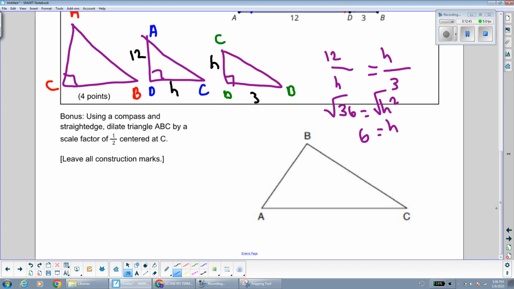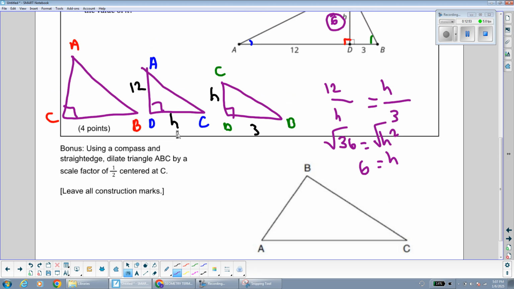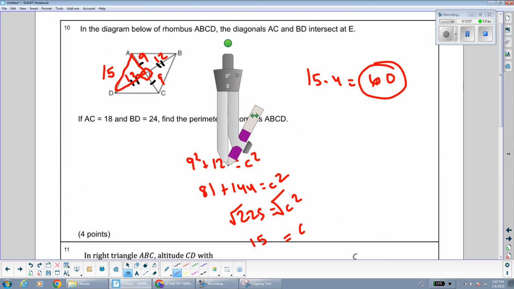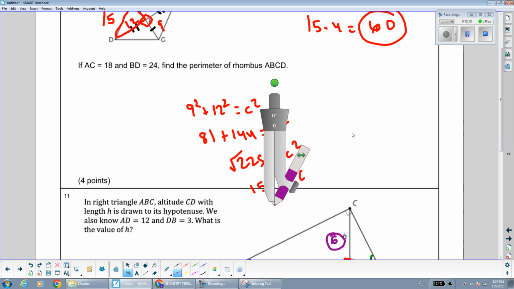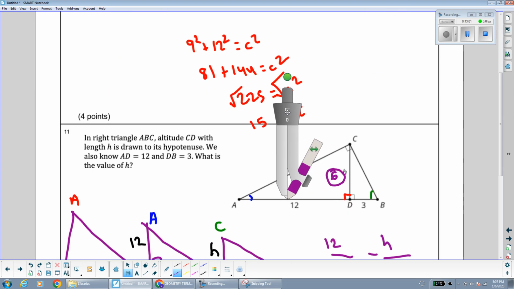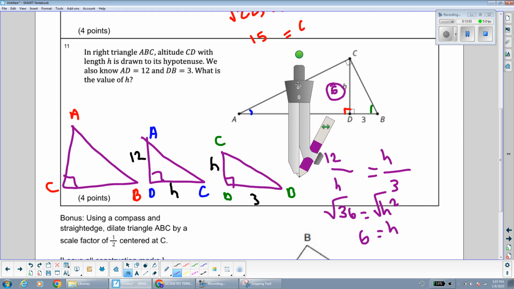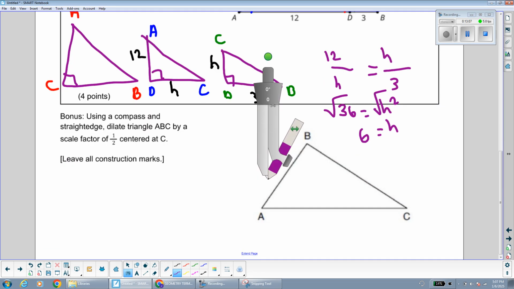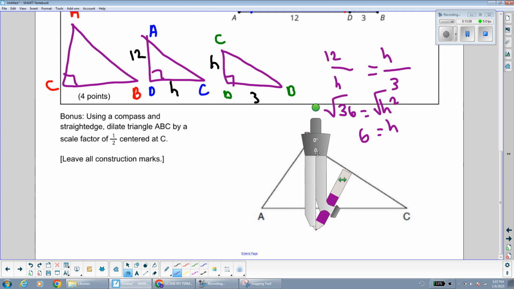For the bonus, I definitely do want to go over it in this video. So what I'm going to do in this bonus is use my compass and dilate it by 1/2. Since we're dilating by 1/2, we are actually making the triangle smaller. So what that means is we should be moving it closer to the center of dilation, and it should be half the size of the original triangle that we are provided with. The center of dilation here is C, so C is not going to change. C is going to stay in the same spot.